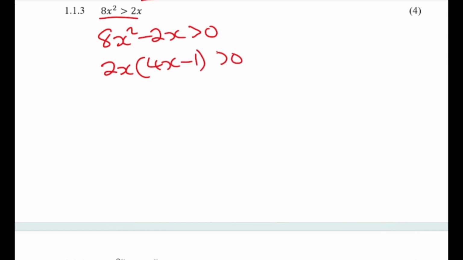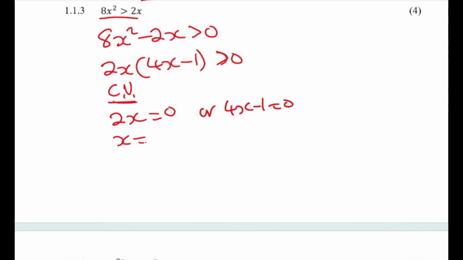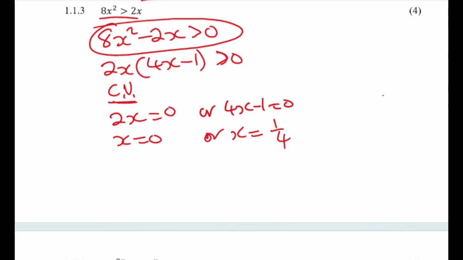Okay, so what are the critical values? Let's start by having our critical values. It should be 2x is equal to 0 or 4x minus 1 is equal to 0. So the critical values are x is equal to 0 or x is equal to 1 over 4. Right, what is the solution then of this inequality? What is the solution? Greater than 0. Greater than 0 means what? Okay, I prefer the graph one is faster.